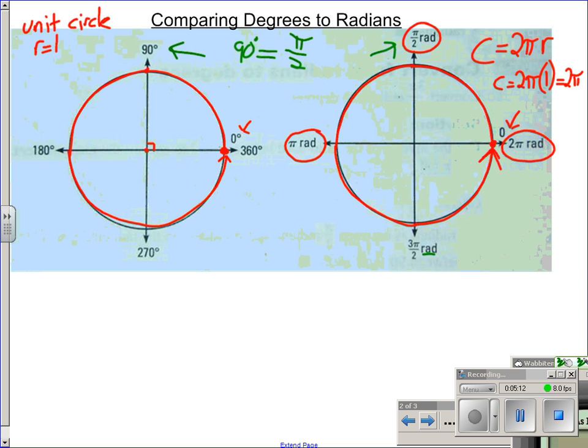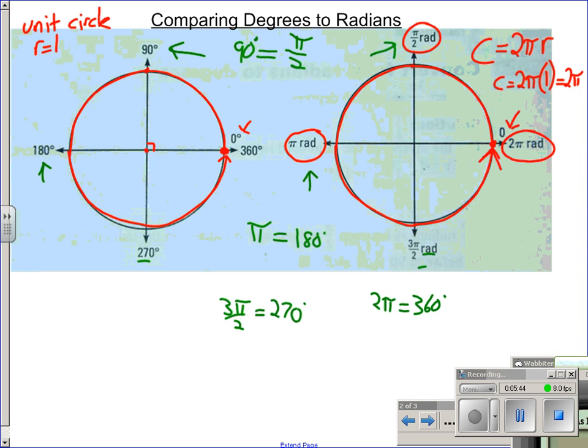You don't need to. When it's in terms of pi, it is just implied. It's a radian. All right? Over here on the negative x-axis, pi is the same thing as 180 degrees. On the negative y-axis, 3 pi over 2 is the same thing as 270 degrees. And all the way around the circle, back to the positive x-axis, 2 pi is the same thing as 360 degrees.